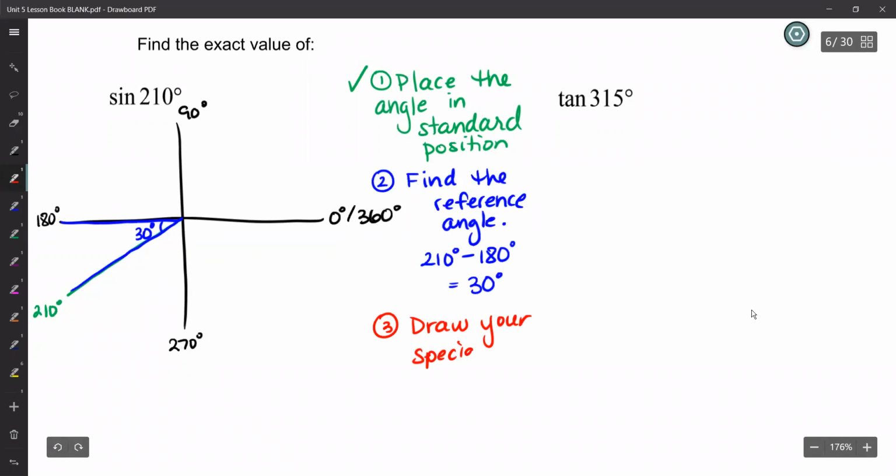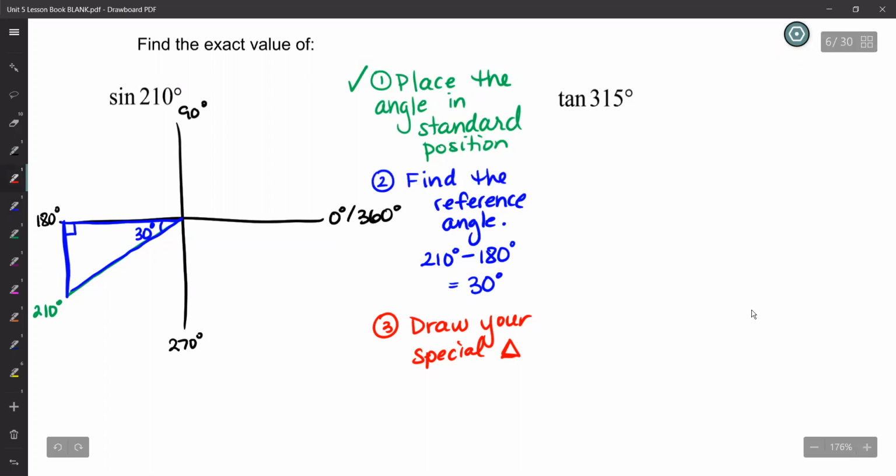Okay, third step, we are going to draw the special triangle. And I know which special triangle to use based on what this angle is. So if I have 30 in here, which special triangle should I use? The 30, 60, 90. So I'm going to complete my triangle just by doing this. I'm going to make a right angle in between that terminal arm and the closest x-axis. And then I'm going to label my sides accordingly here.